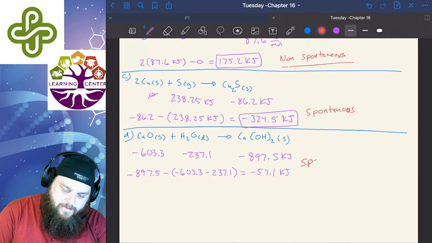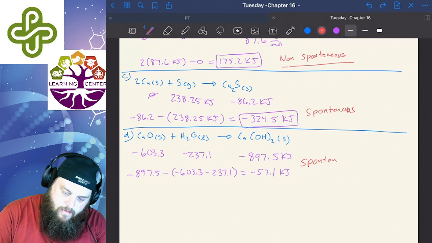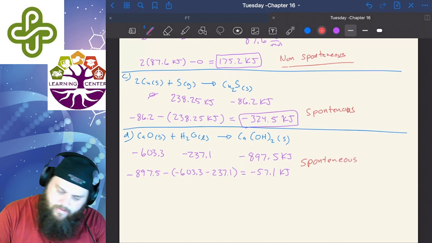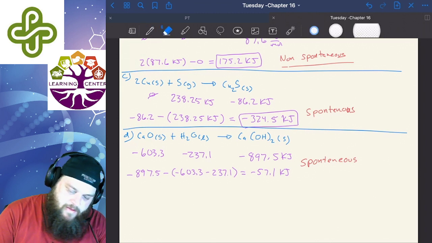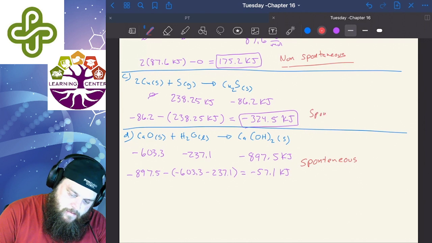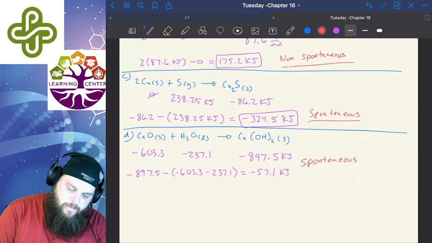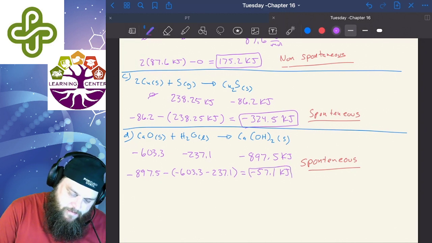That makes it spontaneous. Spontaneous, E-O-U-S. I can't spell well, so forgive me if my spelling's way off. I know this one's spelled wrong. There we are. Because they're negative numbers, we know we're going to have a spontaneous reaction there.